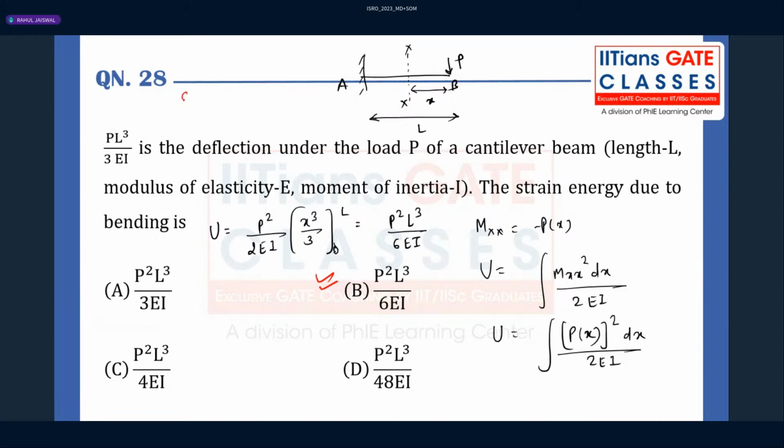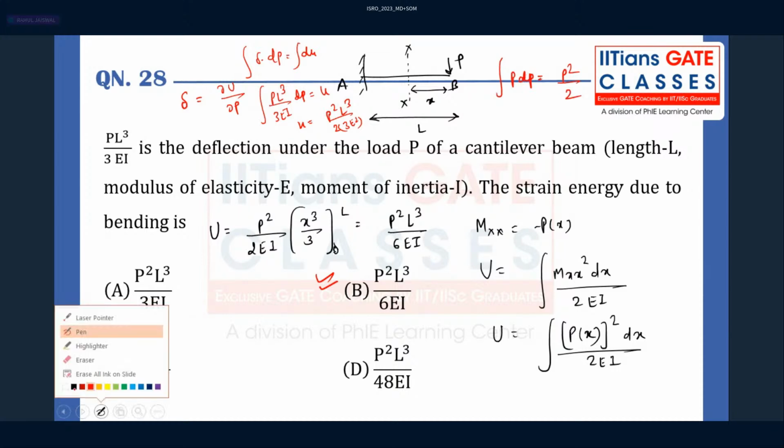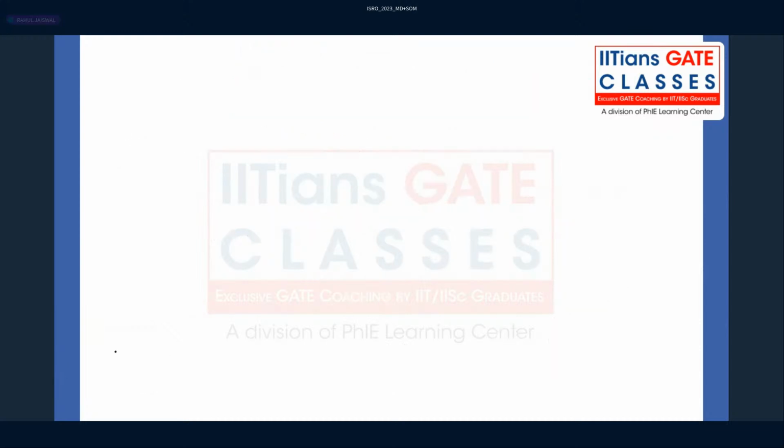You can also calculate, I told you, right? Delta is dou U by dou P. So delta into dP will be dU. So simply you do PL cube divided by 3EI into dP, that is equal to U. So U will be P square L cube divided by 2 into 3EI. Right? Like that also you can calculate and you will be getting the same answer, because P into dP integration will be P square divided by 2. That is a simple one.